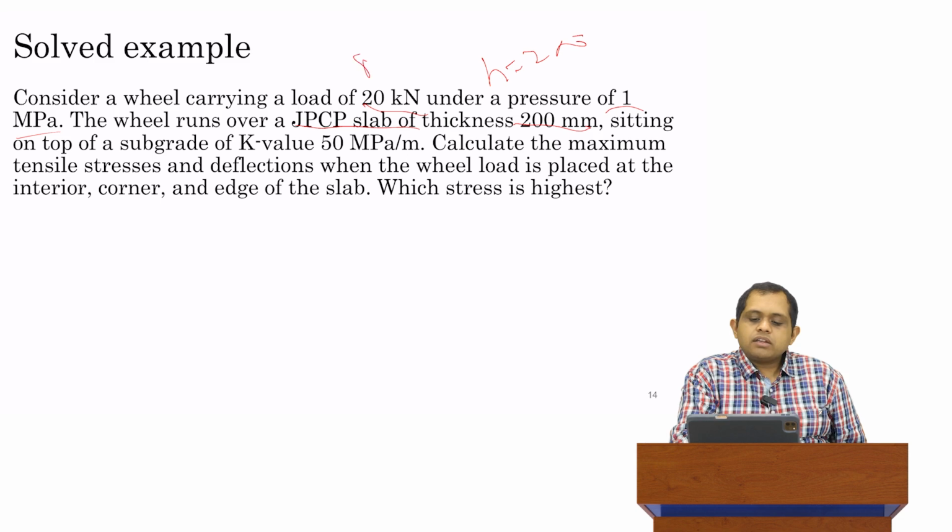And we are given that P is equal to 20 kilonewtons. We are not given A. That's something to keep in mind. We are given the pressure, so we will calculate it, but keep in mind we are not given A.